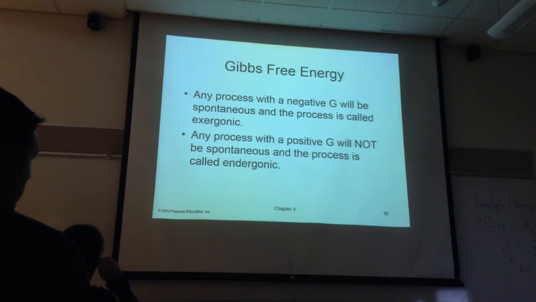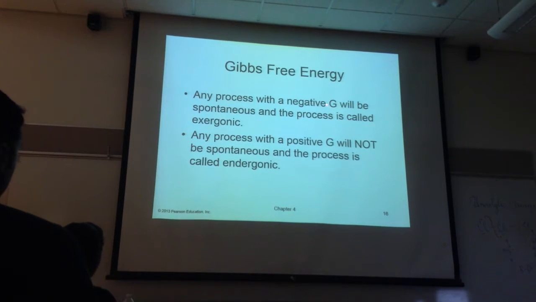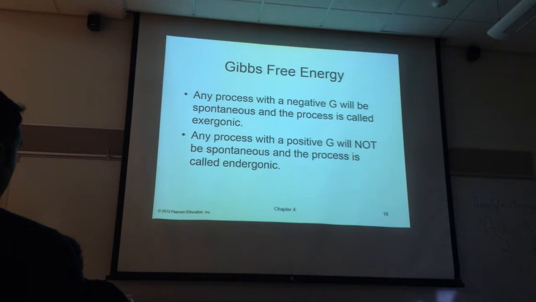I couldn't even include the delta in there. I guess I could have copied it from the other slide. I will do that later. I was in a hurry. So any process with a negative delta G will be called spontaneous, and that process is called exergonic.